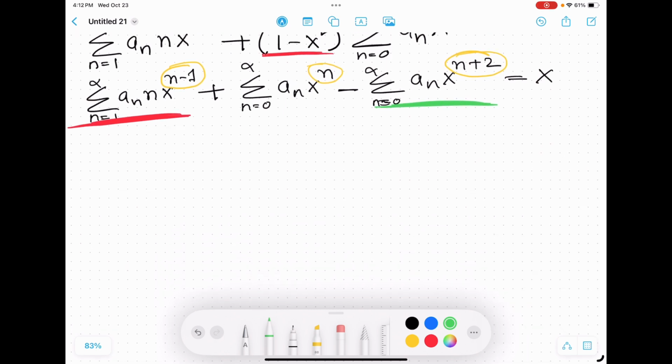So first I'll try to change my first power series. So I will use a red colored pen for my first power series, okay? It's going to be summation n equal to 1 to infinity a sub n times x to the power n minus 1.